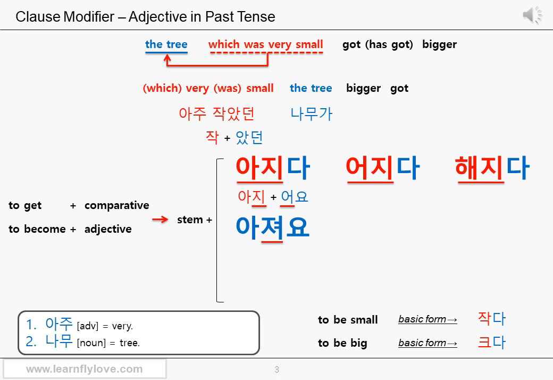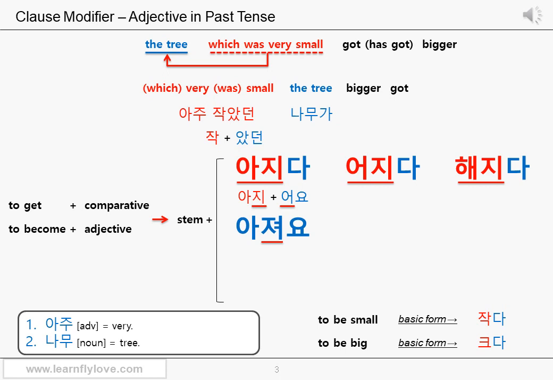작아져요. 작아져요. Which means get smaller. It's not that difficult, right? It looks complicated, but you just need to put 아지, 어지, or 해지 sound in the middle between a stem and 어요 sound. That's it.